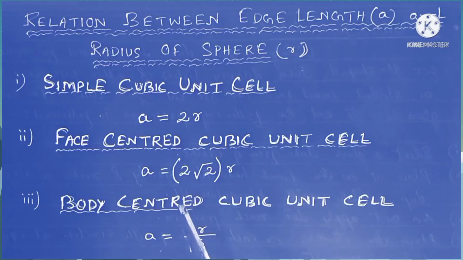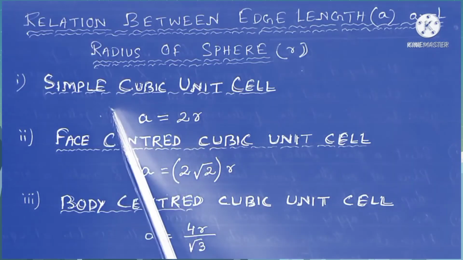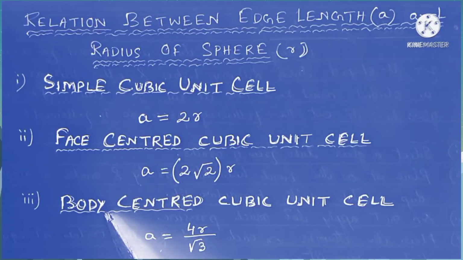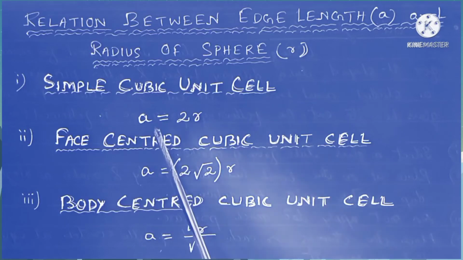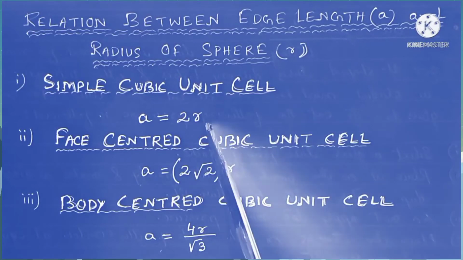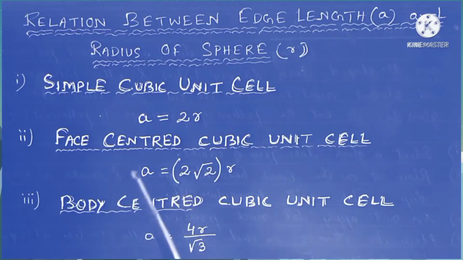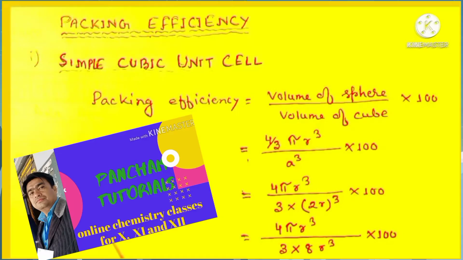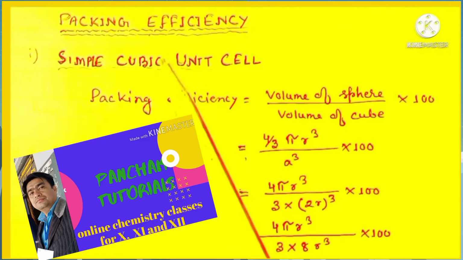So before going to calculate the packing efficiency in simple cubic unit cell, face centered cubic unit cell and body centered cubic unit cell, we should remember the relationship between the edge length and radius of the sphere. So in this way, we remember now for simple cubic unit cell A is equal to twice R, for FCC A is equal to 2 root 2 R, and for BCC A is equal to 4R by root 3. Okay, fine. Now let's discuss about the packing efficiency.